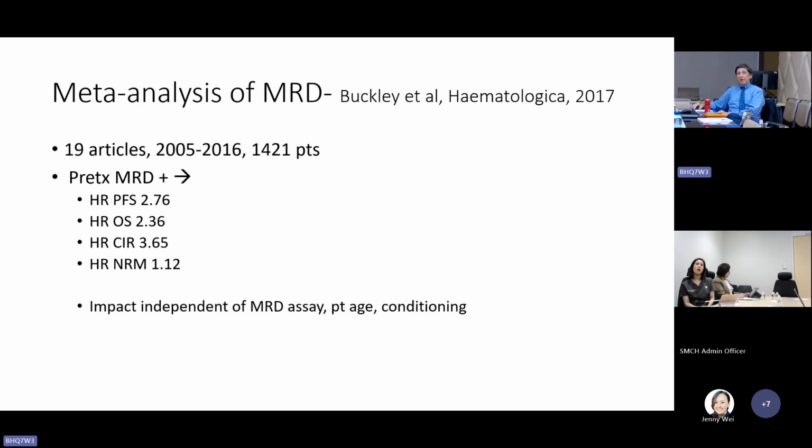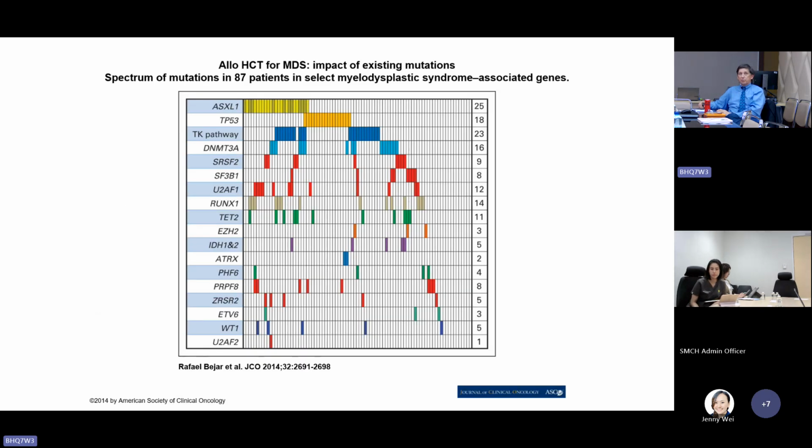And they pointed out that at the time, in this original study, which again wasn't deep sensitivity, the impact was independent of which assay was used, how old the patient was, or what your conditioning was, whether it was a TBI-based intensive regimen or a reduced intensity. MRD was predictive.